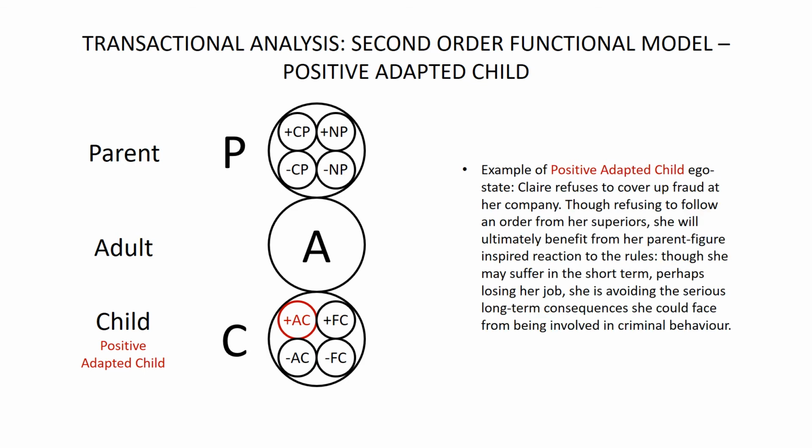Another example of positive adapted child ego state is when Claire refuses to cover up fraud at her company. While she is being rebellious towards her superiors and refusing to follow an order, she is also considering the consequences of covering up the fraud and unconsciously recalling the influential parent figure that taught her to do the right thing and impressed on her that wrongdoers always get punished. This places her firmly in a positive adapted child ego state, as she is responding to rules in a way that benefits her in the long term.